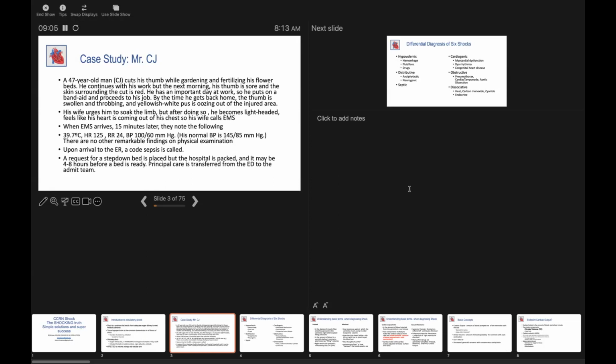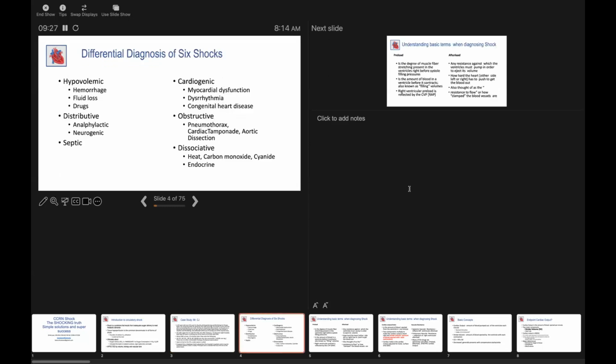Okay, so a request for step down is placed, but hospital is packed, and it might be 4 to 8 hours before a bed is ready. So principal care is transferred from the ED to the admission team. ED basically says, done. He's on the admit team. The admit team's upstairs with all their really sick patients. He's gonna languish a little while. Okay, that's reality.